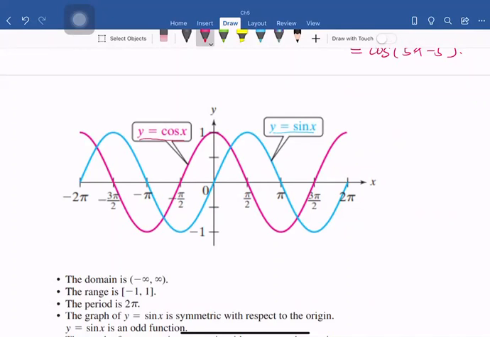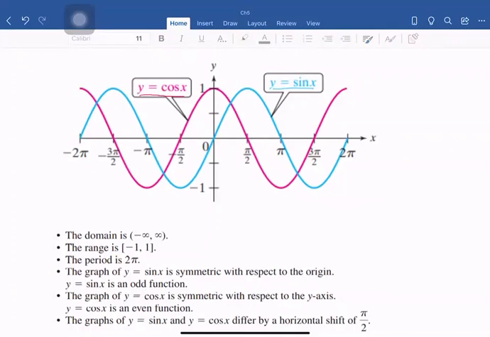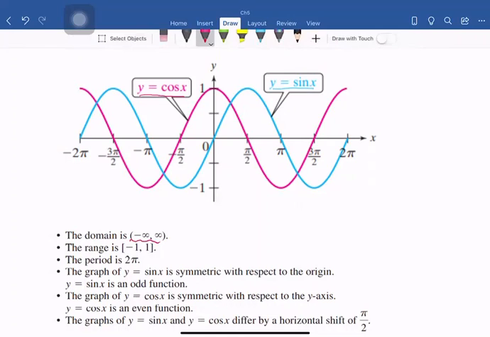The domain for both of these two functions is negative infinity to infinity, because I can choose any x value. And the range is -1 to 1, because they are bounded by 1 and -1. I can't choose any value outside, for example, here or here. The period is 2 pi. So the period for both sine x and cosine x is 2 pi.